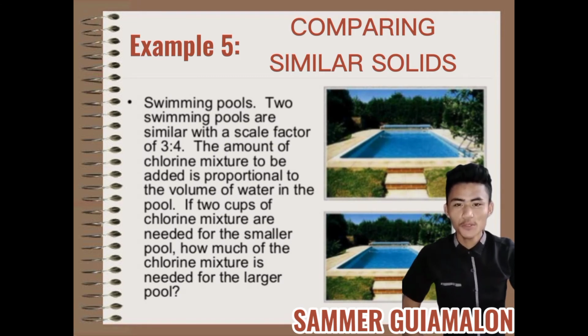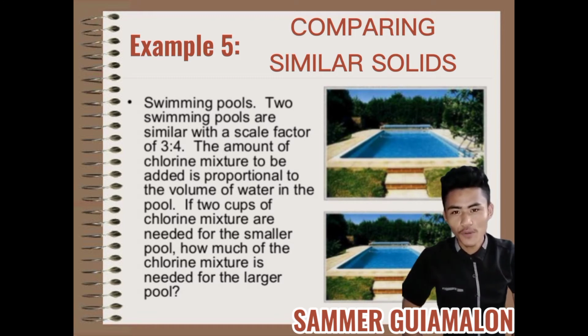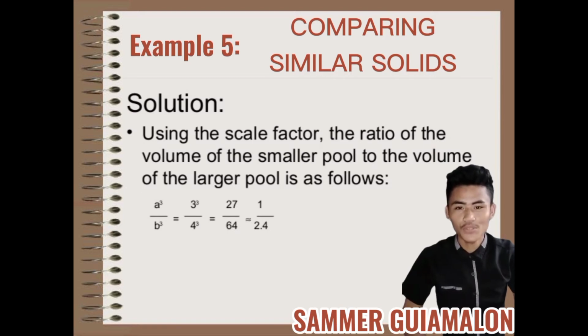Swimming pools. Two swimming pools are similar with a scale factor of 3 by 4. The amount of chlorine mixture needed is proportional to the volume of the pool. If 2 cups of chlorine mixture is needed for the smaller pool, how much of the chlorine mixture is needed for the larger pool? Solution.